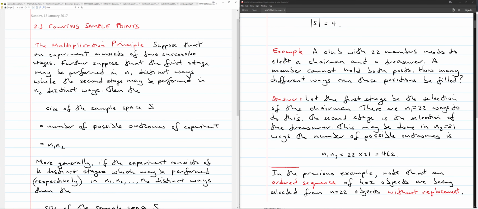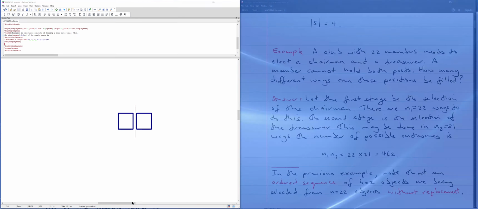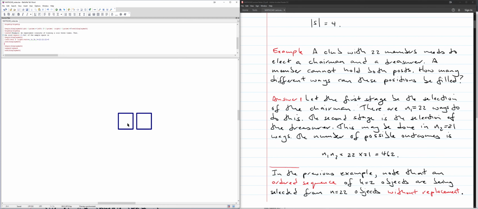Alright, let's do a next example of this multiplication principle. I have a club with 22 members and I want to elect a chairman and a treasurer, and a member cannot hold both posts. So you're going to have a chairman position and a treasurer position. You can regard this as an experiment with 2 stages: your first stage is selecting the chairman, and your second stage is selecting the treasurer.